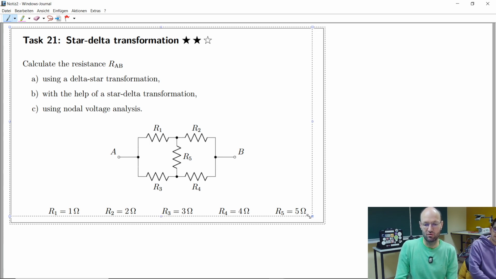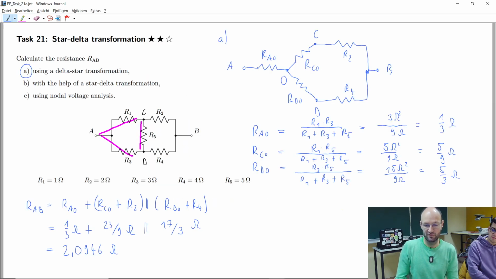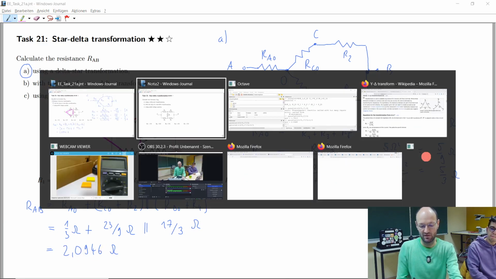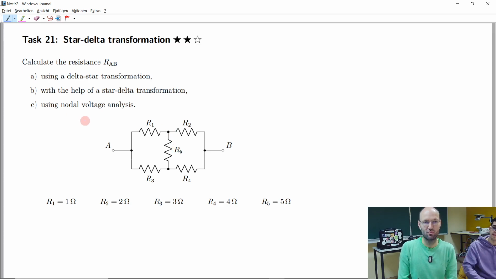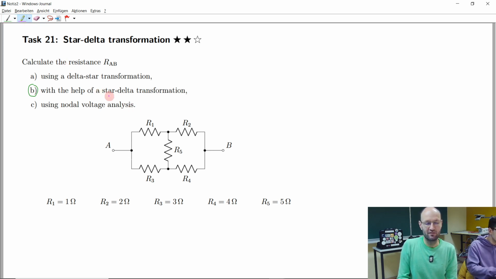And now we can have a second look at this task 21 that we already solved with the help of a delta-star transformation to get rid of this resistor R5, and finally ended up with this equivalent resistance between the nodes A and B. And so now the idea is to do it once again, but now with the help of a star-delta transform. So where can we find a star in this circuit that we can transform into a delta?